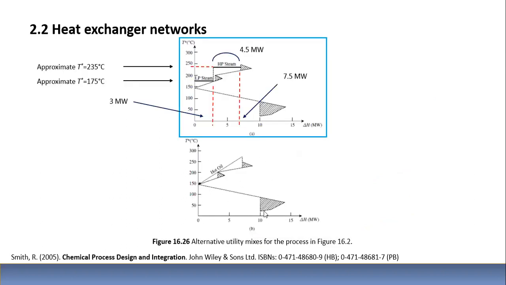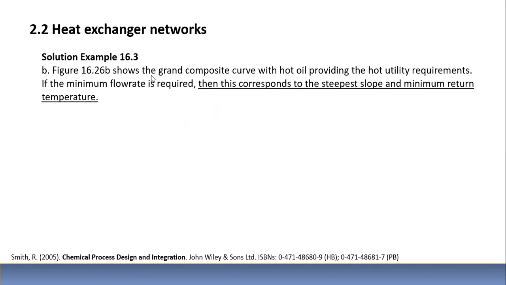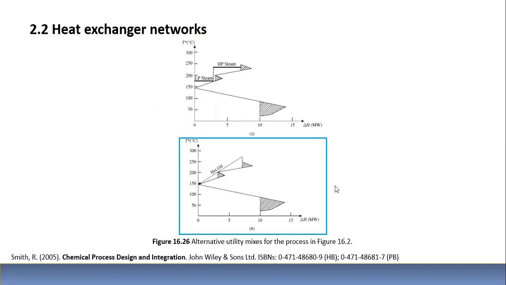1626B, que es esta figura de acá, shows a grand composite curve with hot oil providing the hot utility requirement. If the minimum flow rate is required, then this corresponds to the steepest slope and the minimum return temperature. Entonces, para determinar el flujo de calor, recuerden que va a tomar en cuenta la temperatura más alta que alcanzó este proceso, que equivale a este delta H, la temperatura más alta.